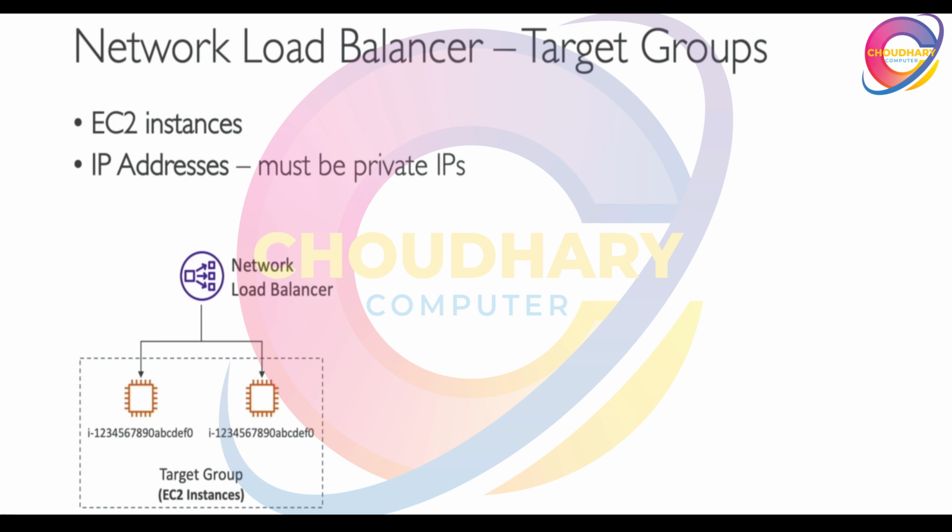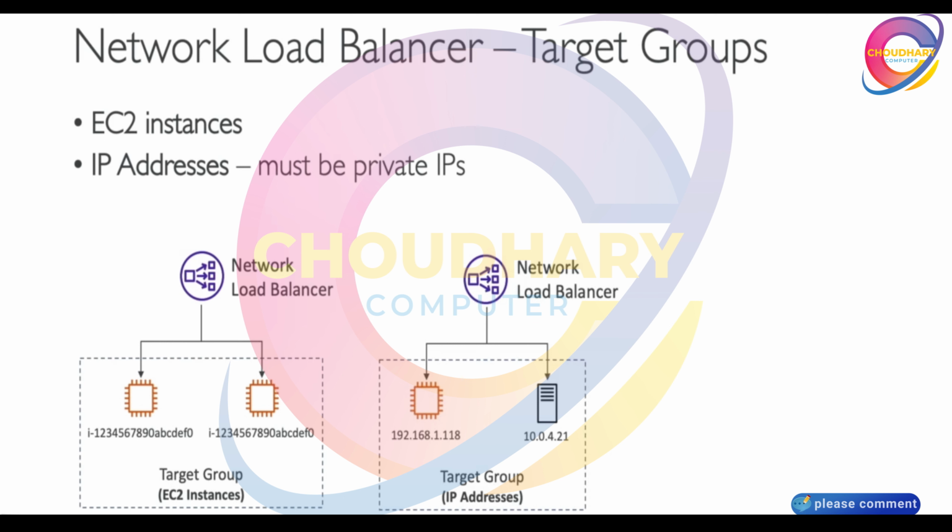The second one is by IP addresses. So we can specify fixed static private IP addresses and have the NLB send traffic directly to them. Why would you do that? Well, for EC2 instances, it's a bit of an overkill, but if you had a server on your own data center, for example, you could use the network load balancer, reference that server with a private IP, and use that as is. So this is the second option.